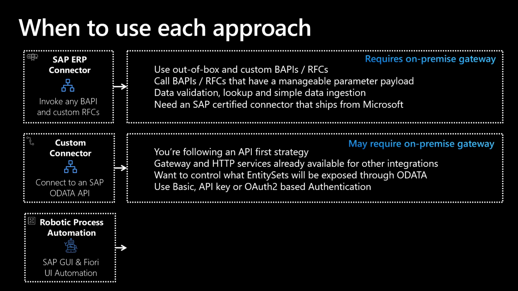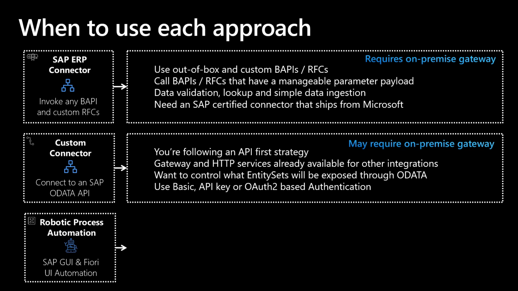Use the custom connector if your organization is following an API-based approach, if you want to do custom throttling and load balancing, and you have an SAP gateway available that has also the relevant HTTP services exposed for your use case. Or you already have endpoints for other integrations and want to just extend those entity sets which are required for the use case.